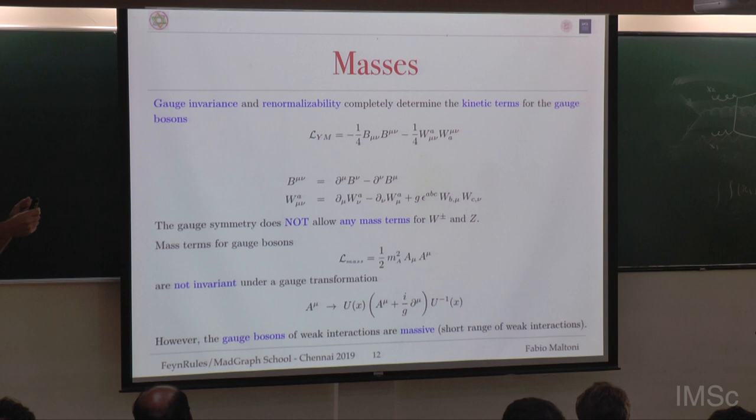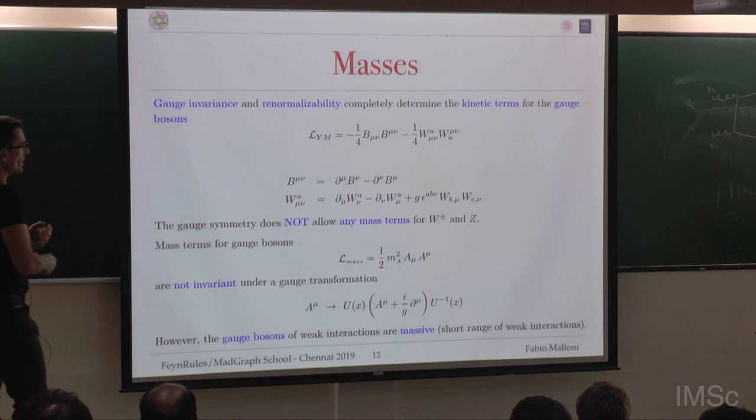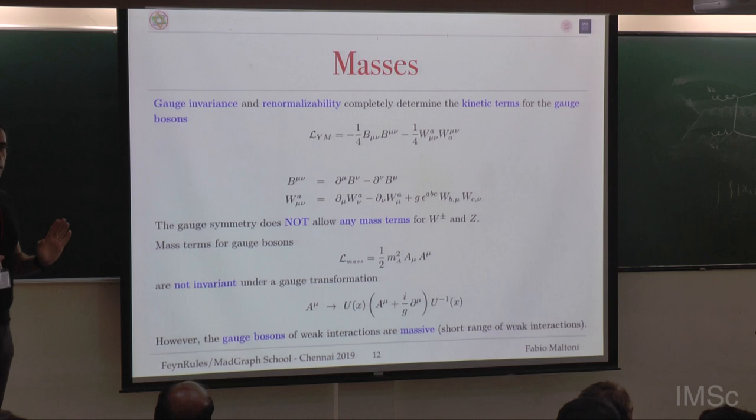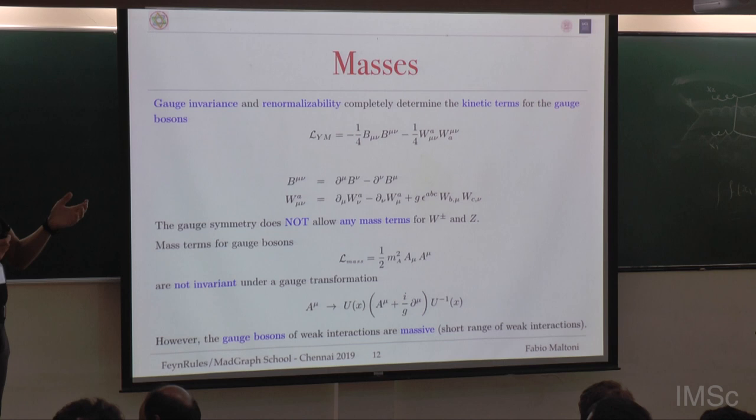Because the mediator, if it has a mass, will give an exponential decay in the interaction strength. So the most natural thing to do is to say, well, we add a mass term to the gauge interaction, and then everybody starts jumping on his chair and says, no, you cannot do that. Why can we not do that? We cannot give a mass to a gauge boson. Why? What's wrong with that?